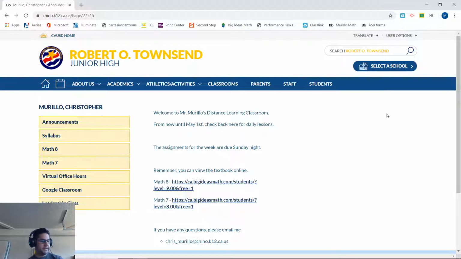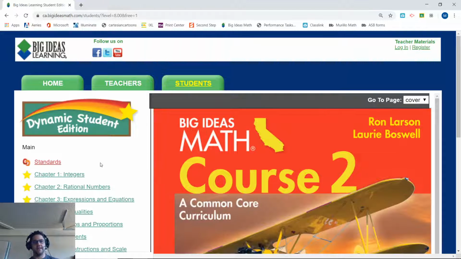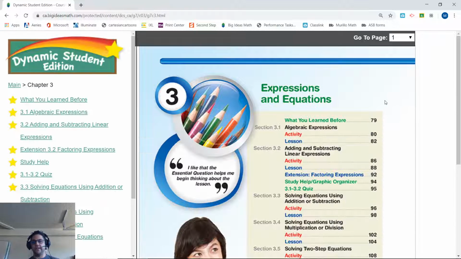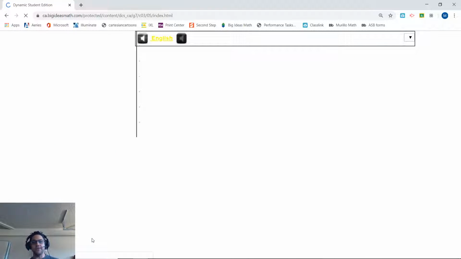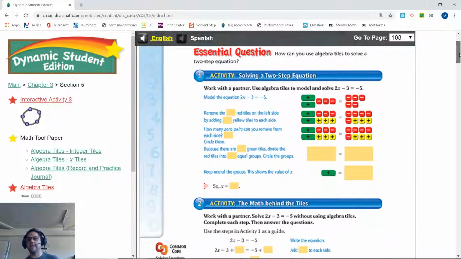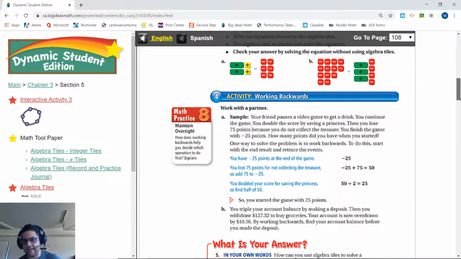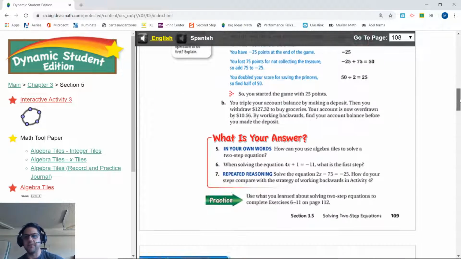All right, ladies and gentlemen, today we're going to be looking at two-step equations. So again, let's go to Math 7, Chapter 3, 3.5, solving two-step equations. For two-step equations, we're really just combining the lessons that we did previously with adding, subtracting, and then multiplying and dividing.